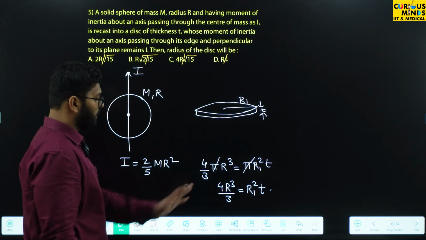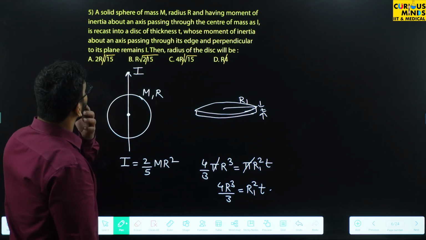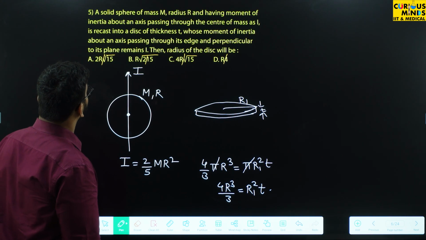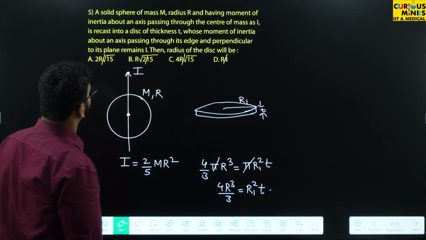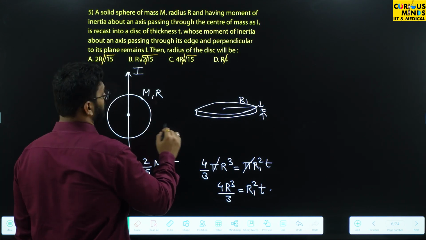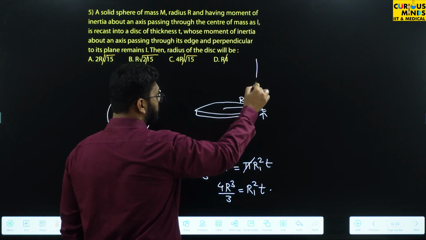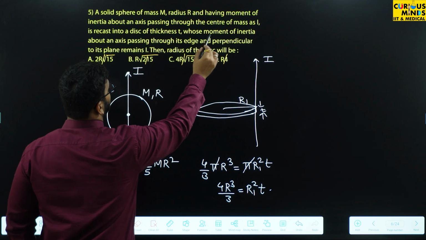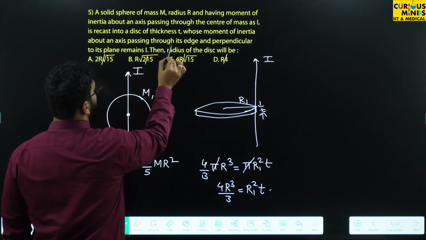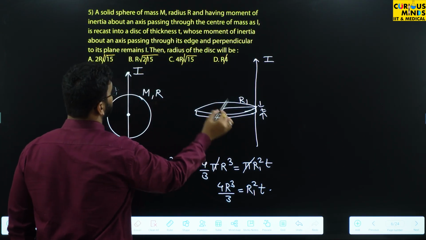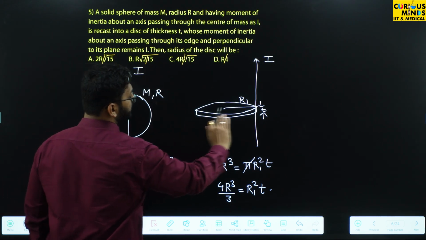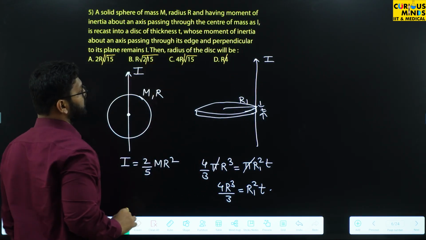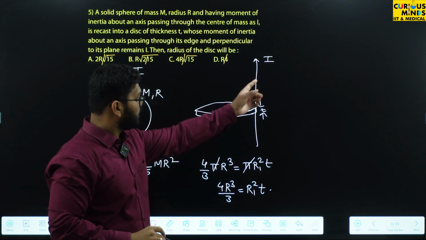Okay, let's see what we can do with this. Whose moment of inertia about an axis passing through its edge and perpendicular to its plane remains I. So now this moment of inertia is given to be I. See, what is this moment of inertia about an axis passing through its edge? This is passing through its edge and perpendicular to its plane. This is the plane, so it is perpendicular to the plane. This is I.